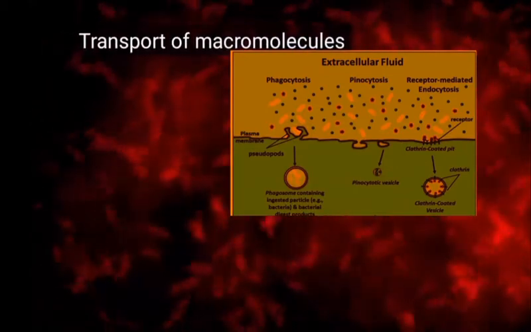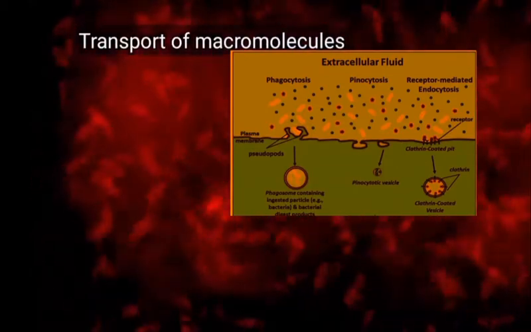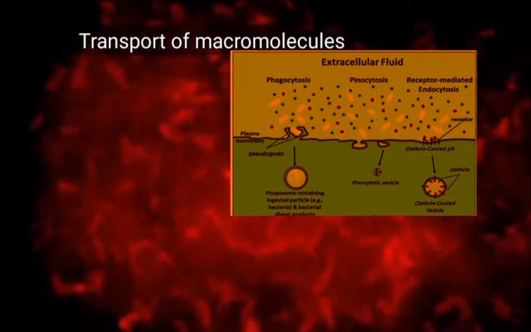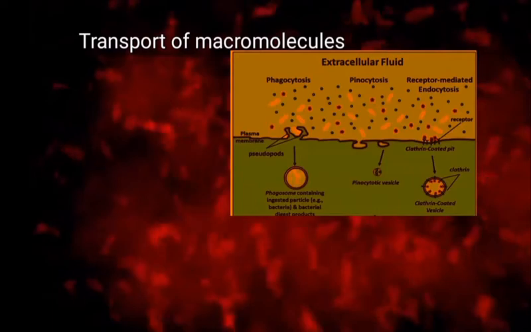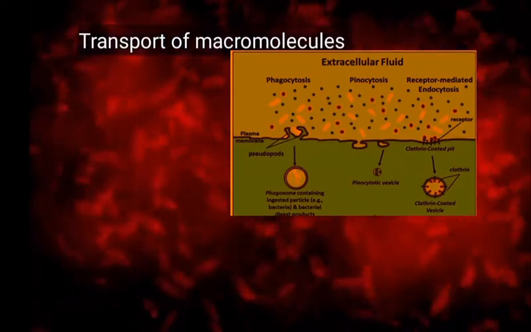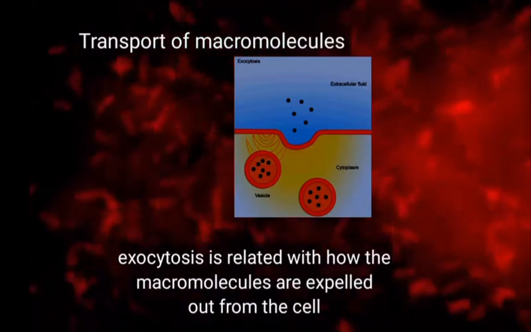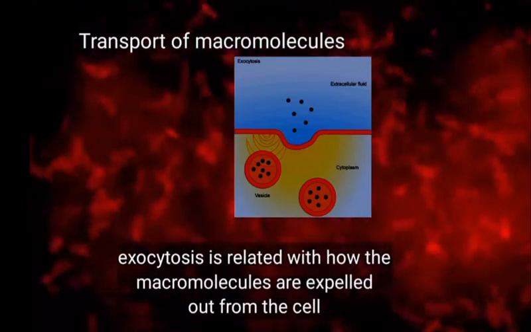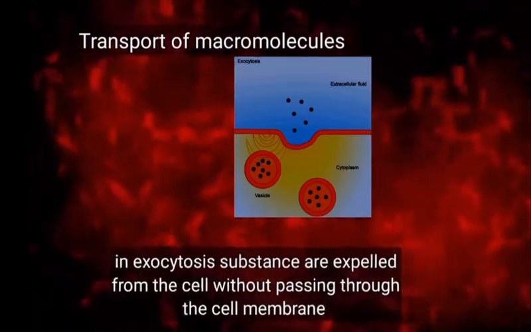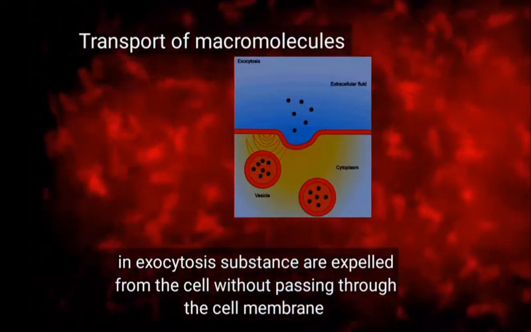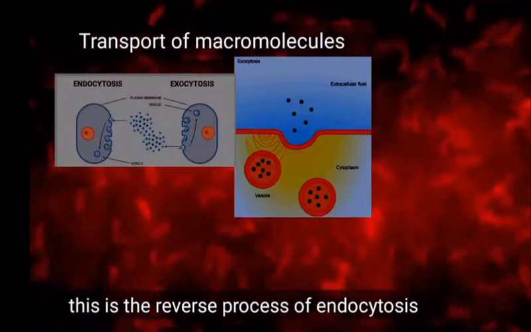We talked about so many things about endocytosis. We even talked about the types of endocytosis. Now let's talk about exocytosis and its mechanism. Endocytosis was all about how macromolecules enter inside the cell, but exocytosis is related to how macromolecules are expelled out from the cell. In this process of exocytosis, the substances are expelled out from the cell without passing through the cell membrane, and this is the reverse process of endocytosis.